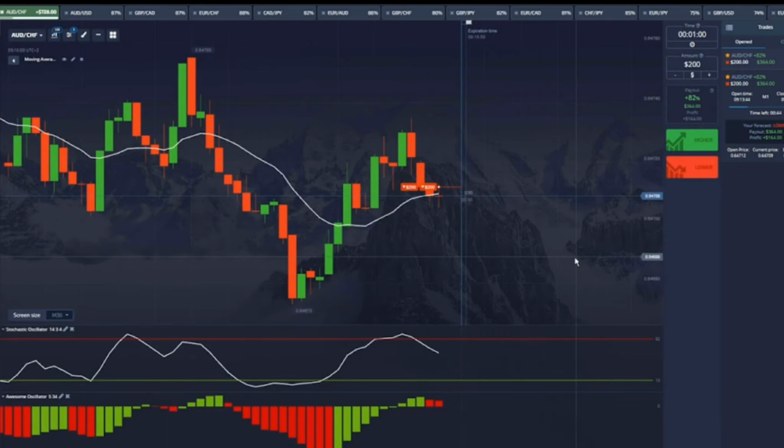As on the screen, when the stochastic oscillator leaves the overbought condition downward and the awesome oscillator is indicating a downward momentum, as the candles are red going downward, then it gives a good sell signal.